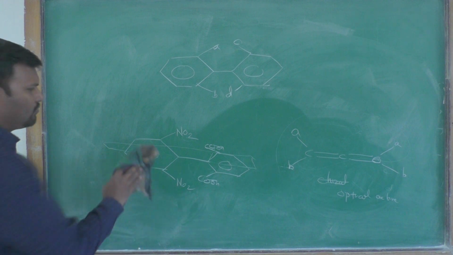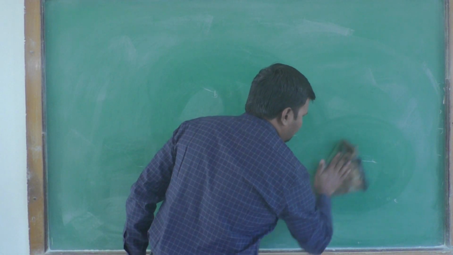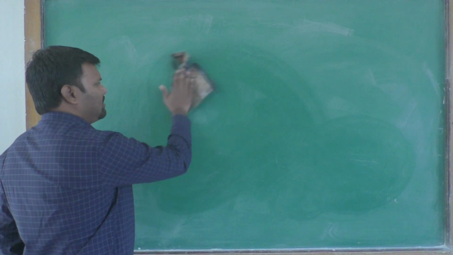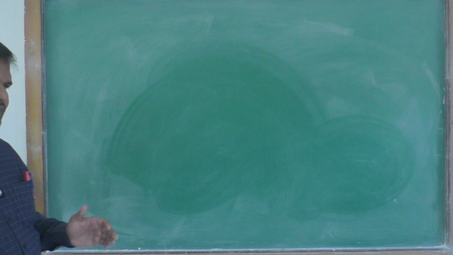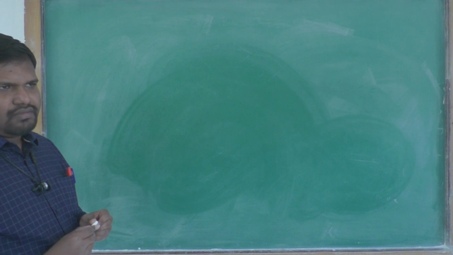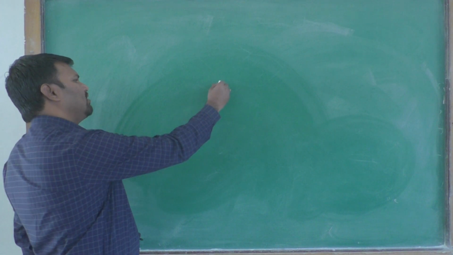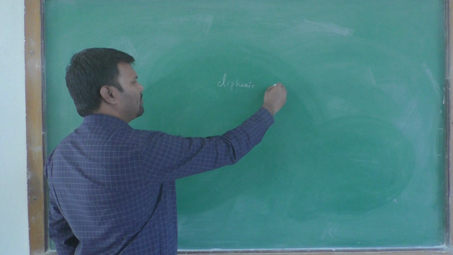Now, due to the ortho repulsion, one of the rings becomes horizontal and one becomes vertical. We have one example, diphenic acid.